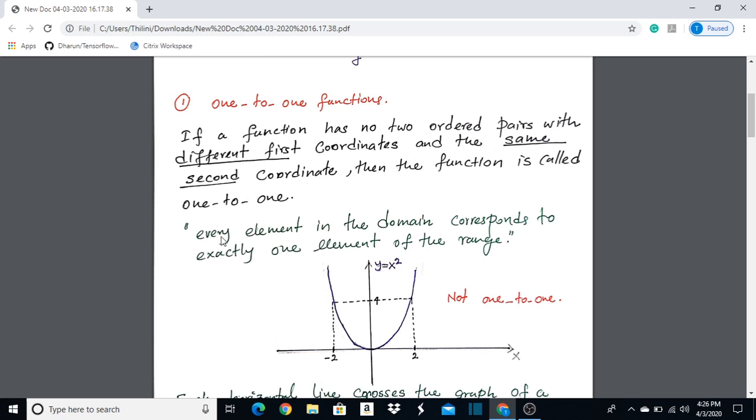If a function is one-to-one, then every element in the domain corresponds to exactly one element in the range. But here it is totally different. It's like two different values corresponding to the same exact value in the range. So that's why this function is not one-to-one.